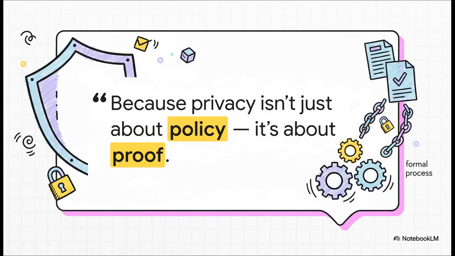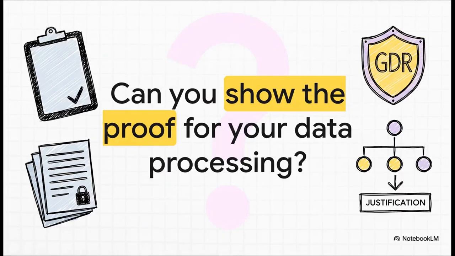And this brings everything right back to where we started. Because at the end of the day, anyone can write a privacy policy. That's the easy part. The legitimate interest assessment, that's your proof. That's how you show you actually mean it. So we'll leave you with this one question to think about for your own organization. If a regulator or even just a customer were to ask you tomorrow to justify why you're using their data, could you show them the proof?